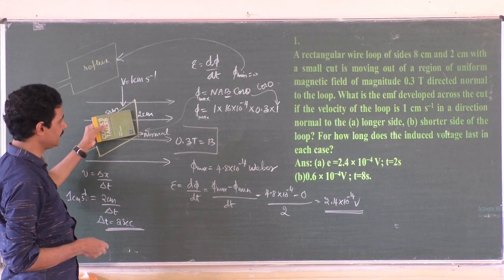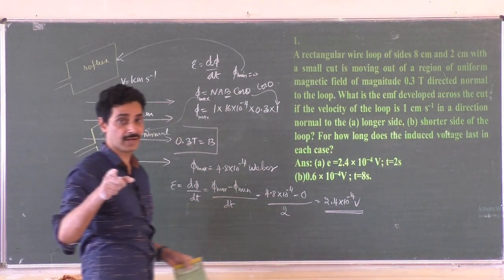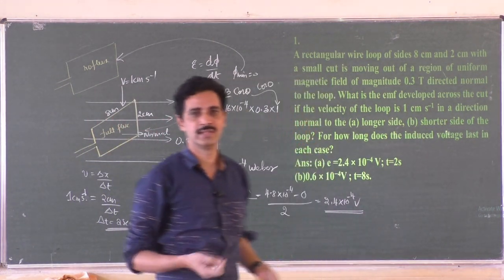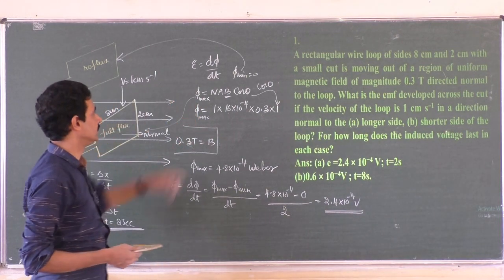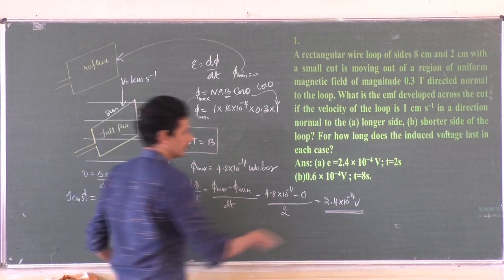Once it gets completely immersed inside the magnetic field, there won't be any change in the flux. There is flux, but there is no change in the flux. So it continues with the same flux, no d phi, so d phi by dt is 0. So that is, it lasts for 2 seconds.